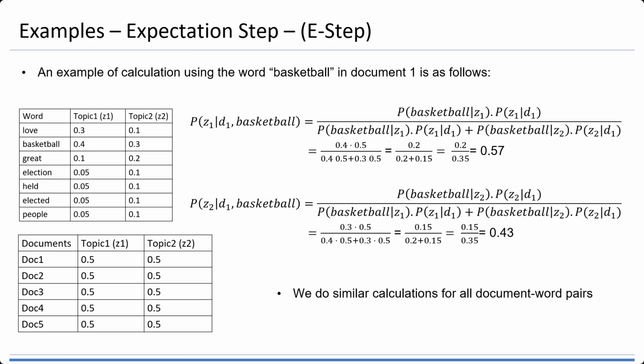So let's see an example. I want to know the word basketball in document one, and given this document one and the word basketball, I want to know the probability in topic one, or Z1. Given this value, you can take a look at the formula. So this is the probability of basketball given topic one.